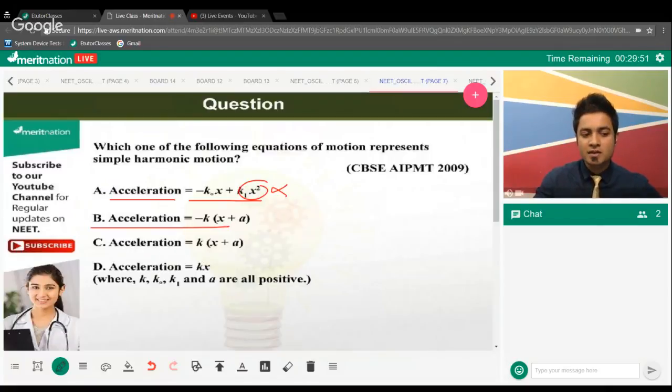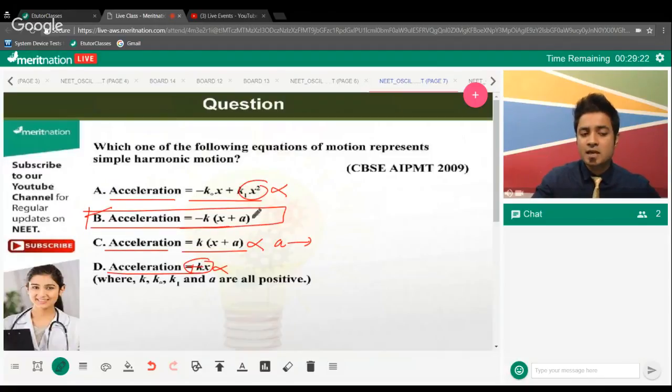Okay, so acceleration equals kx plus a. Here it is positive. The plus sign says that the acceleration is not towards the mean position. It is away from the mean position, so we have to discard this one as well. Again, this is kx, again you can see a positive sign, so again we have to discard it. The only option we can take up is acceleration equals minus kx plus a.